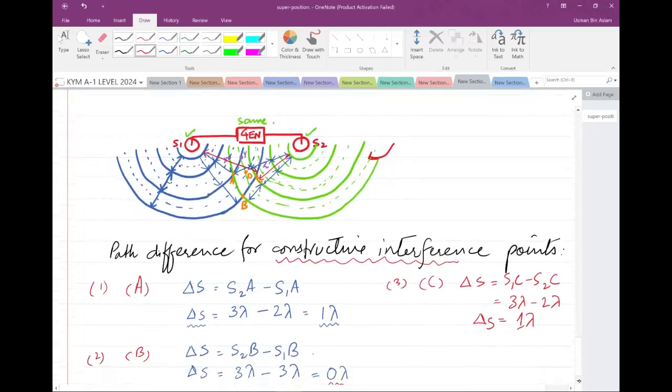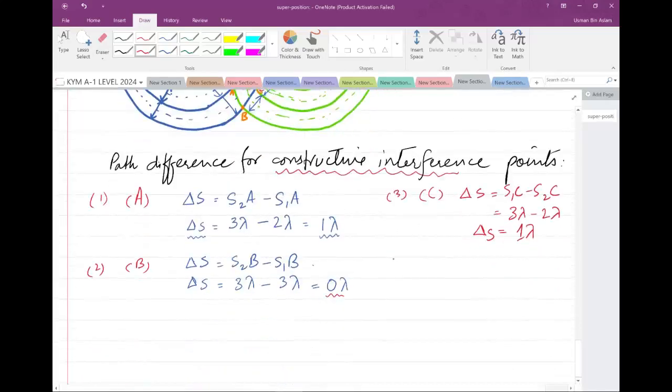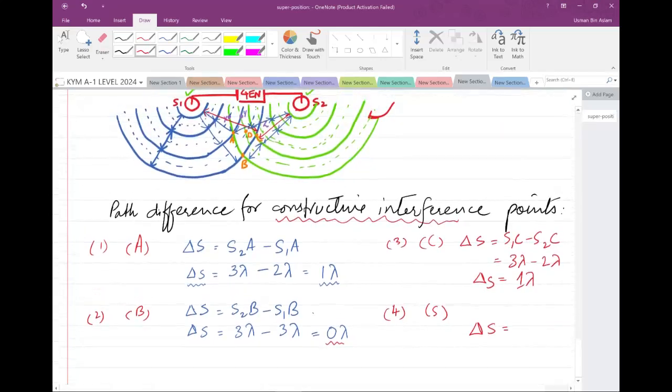I can safely say that in case of point D as well, the path difference is going to be an integer multiple of a wavelength. For point D, you can see the two troughs are meeting. The gap from S2 is going to be 2.5, and the gap from S1 to point D is also going to be 2.5 wavelengths. 2.5 minus 2.5 gives you a path difference of 0 lambda.